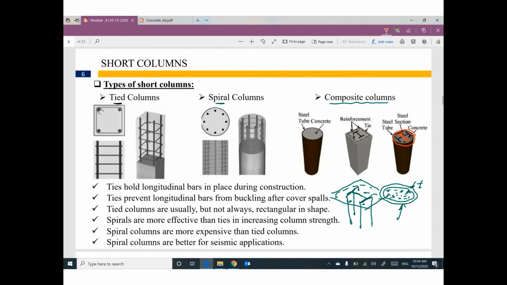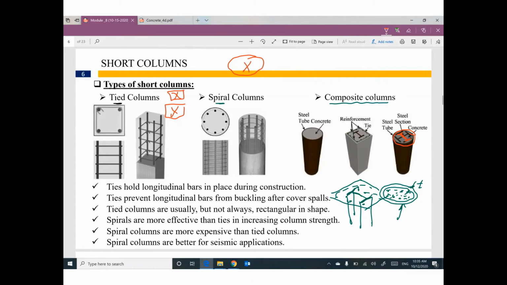What is the main difference between tied column and the spiral column? Some engineers have a wrong background about the difference. Some of them think spiral column means circular column, and tied column means square or rectangular column. No. The difference between tied and spiral is not the shape of the cross section, but how you put the stirrups.